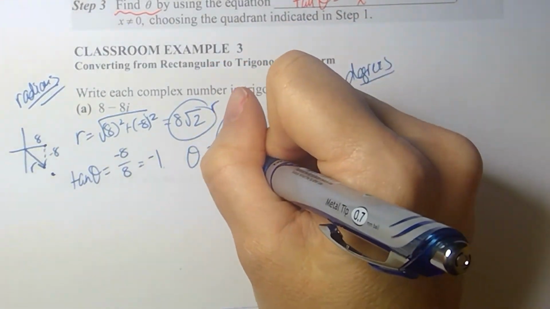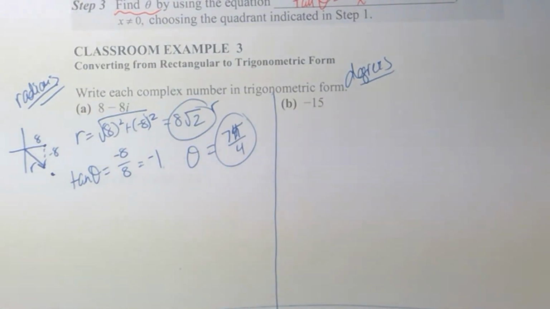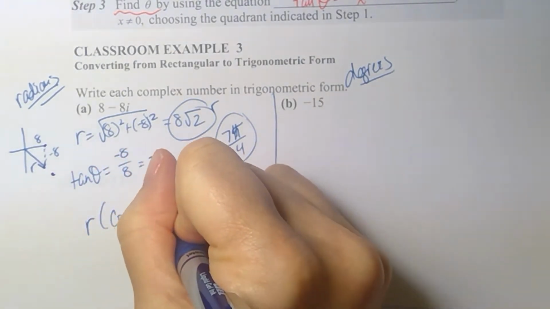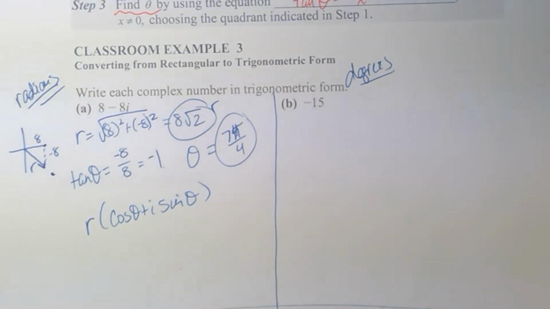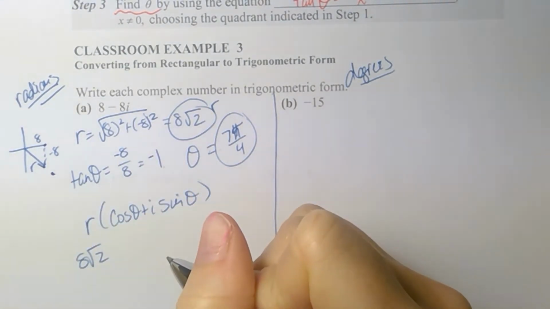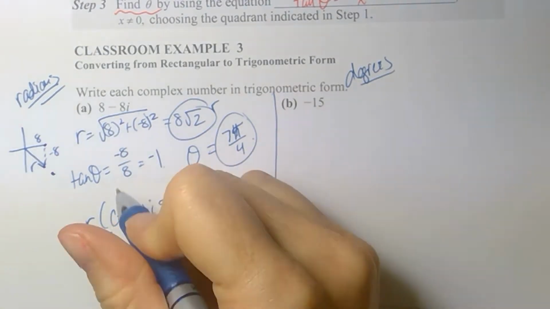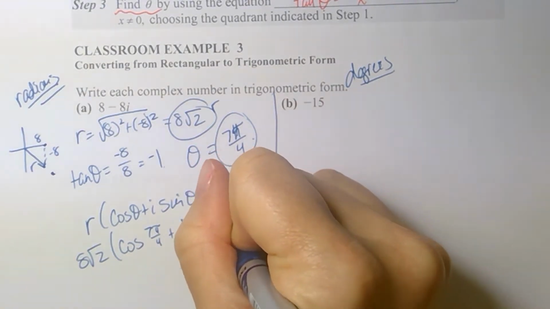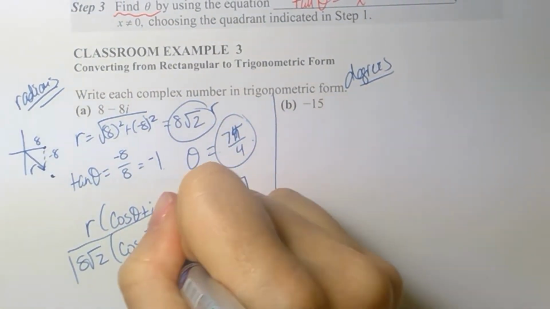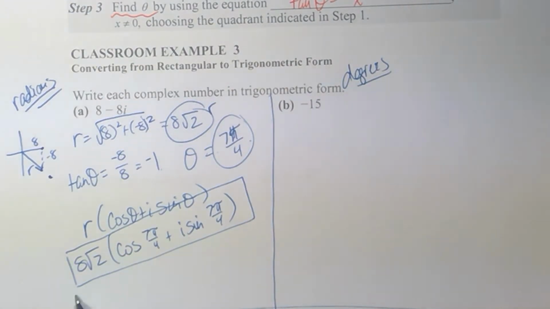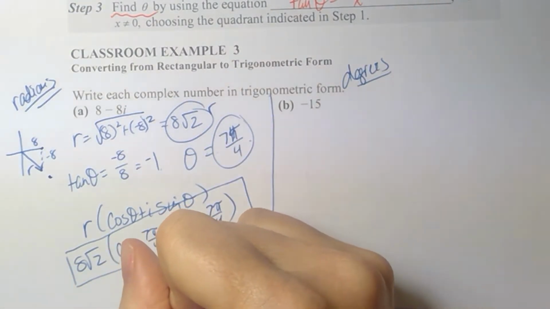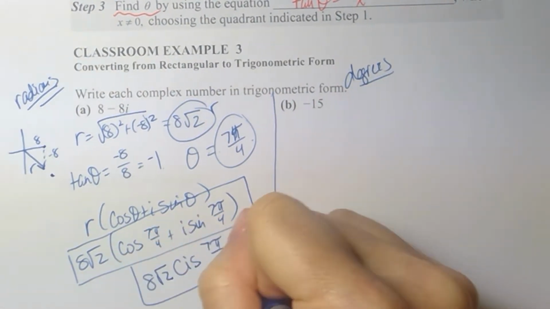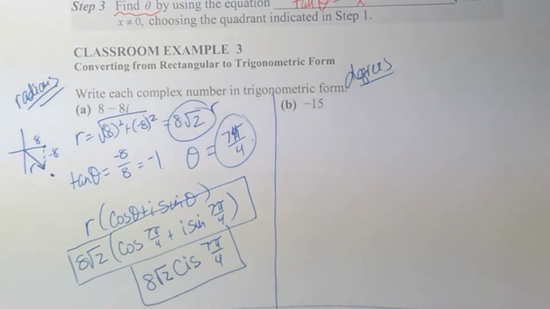So we have r and we have theta. Our trig form, remember, is r cis theta, or r times cosine theta plus i sine theta, and we know what to plug in here now. We know that r is 8 square root 2, and we know that theta is 7 pi fourths. So cosine 7 pi fourths plus i sine 7 pi fourths. And we're done. That is absolutely all we have to do. You see how this is a little lengthy? If I wanted to, I could write it in shorthand as r cis theta. That means the exact same thing.